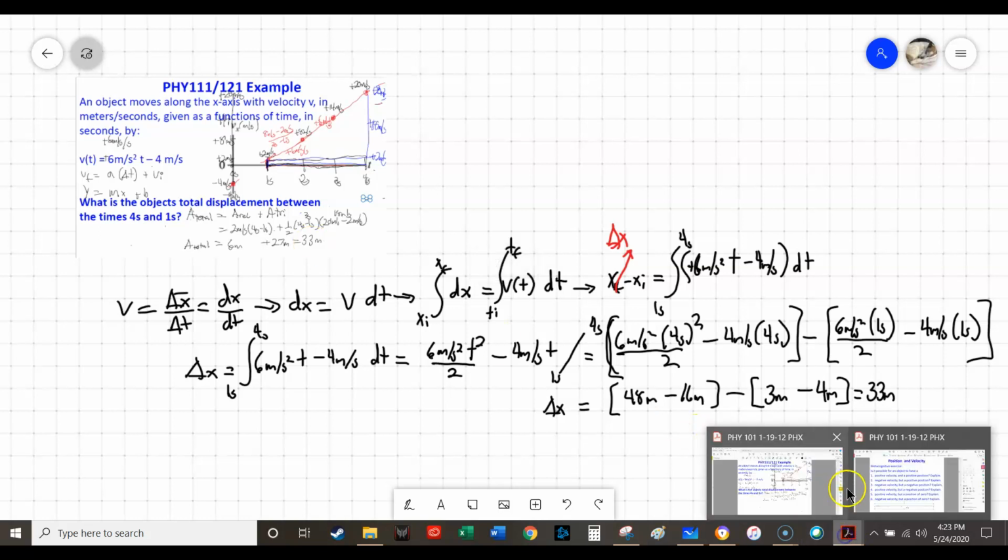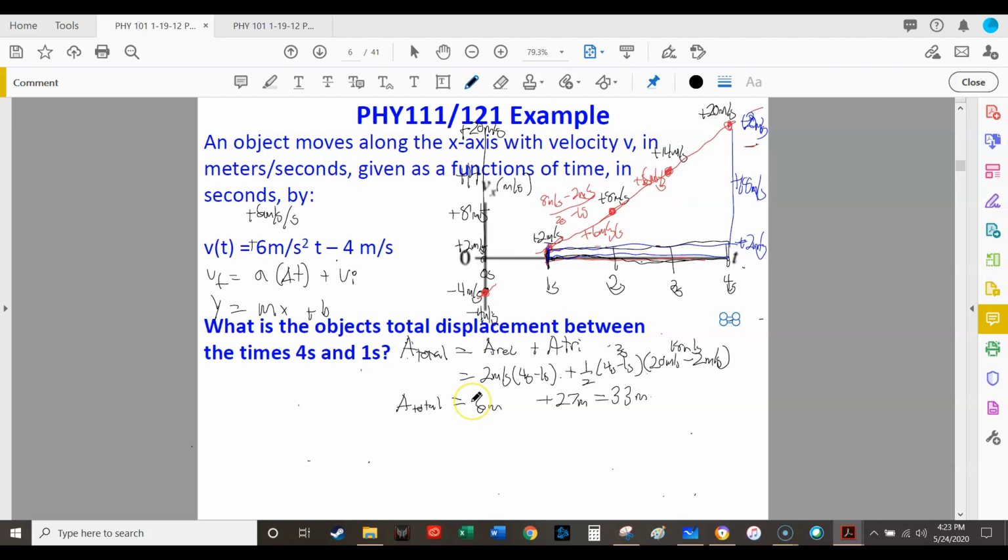So that's very cool that we could actually get the area under the curve using calculus to do this and get the displacement of the object. Now we know the displacement here. This is all this is saying, and we just confirmed it with calculus, is that the displacement here is 33 meters. And that's a positive 33 meters. So we know this object has moved to the right a total distance of 33 meters.